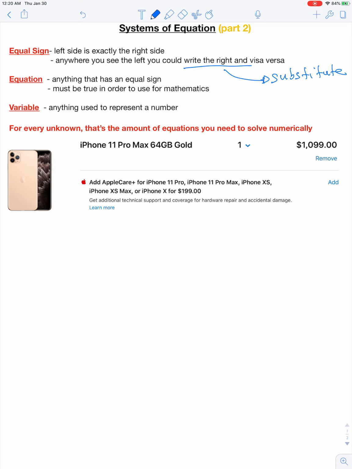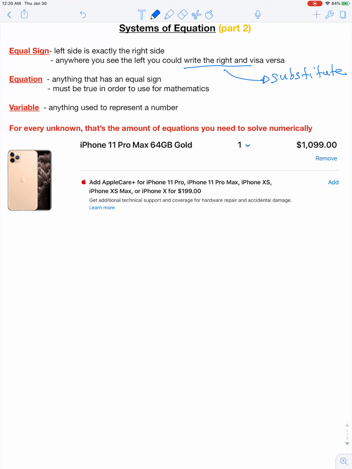The next terminology is variable. A variable is just anything that is used to represent a number. Your math teachers, they love X's and Y's. I do not understand why they like doing this, but they love it. Now, you could use M's, P's, Q's, triangles, circles, stars, squiggly lines, anything you want to use to represent a number.